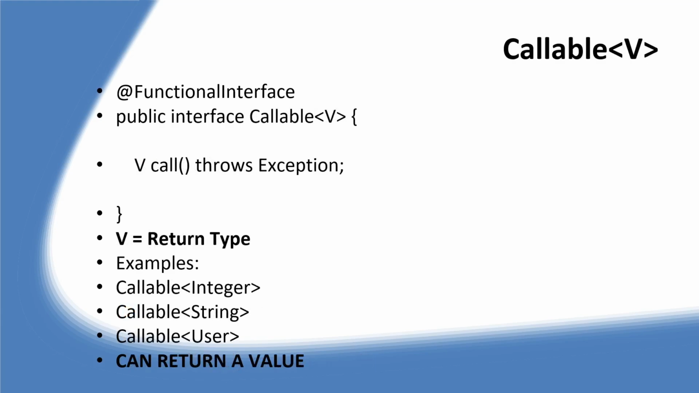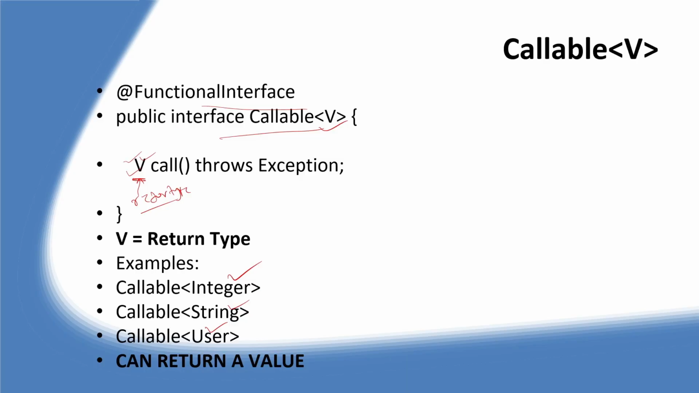Callable is another functional interface. It is used to represent a task, but unlike Runnable, Callable can return a value, a result. Here we are using a generic type, so whatever type we provide will be the return type. Callable is generic, and the type parameter represents the type of value the task will return. For example, if it is Callable of Integer, then Integer will be the return type, for String it will be String, and for any custom user object, the return type will be User.